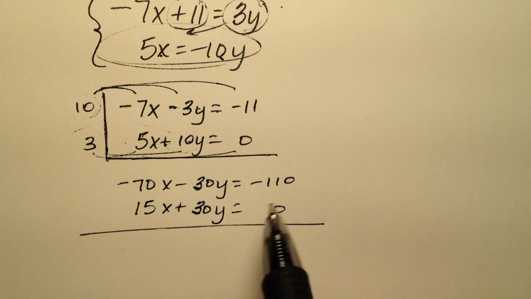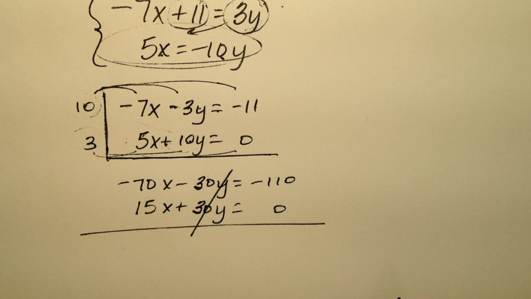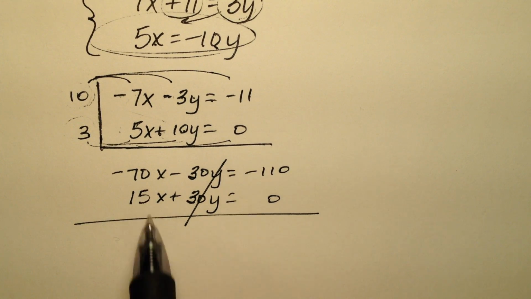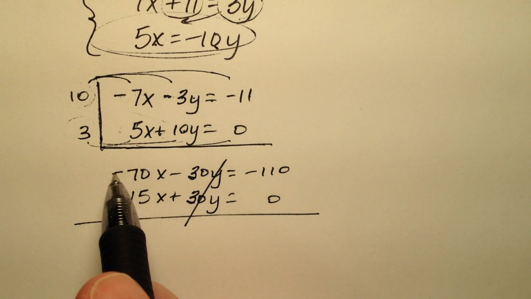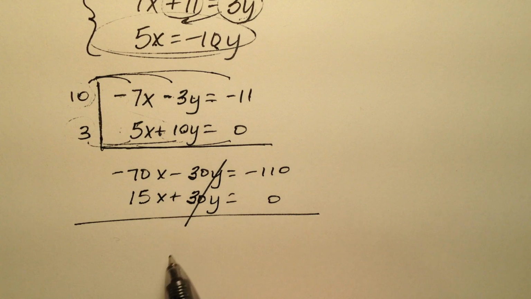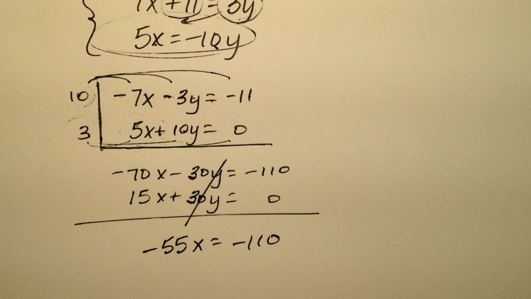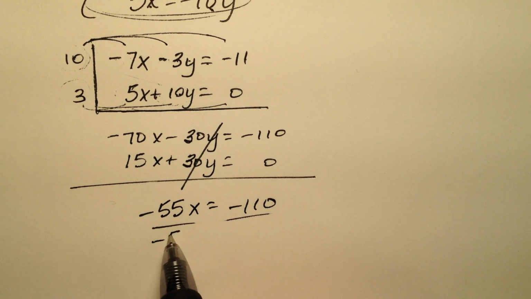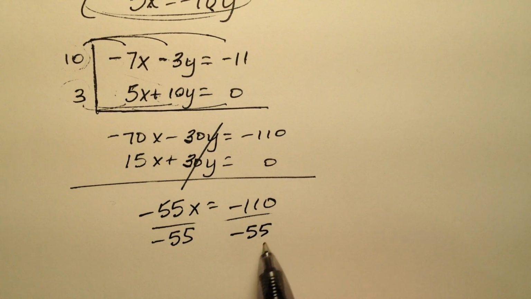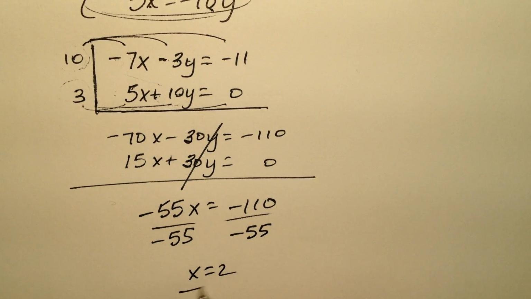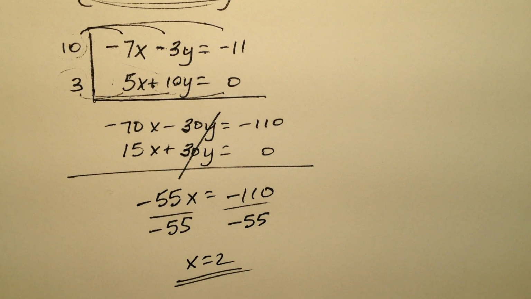So when I add these equations up, my y's will cancel. And again, that was the hope here. That was what we were trying to do. So negative 70x plus 15x will be negative 55x. And that equals negative 110. So when I divide both sides by negative 55, I get x is 2.